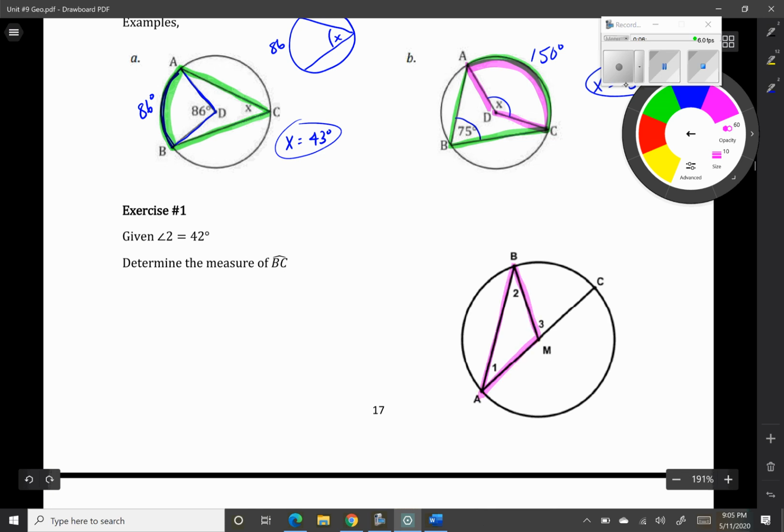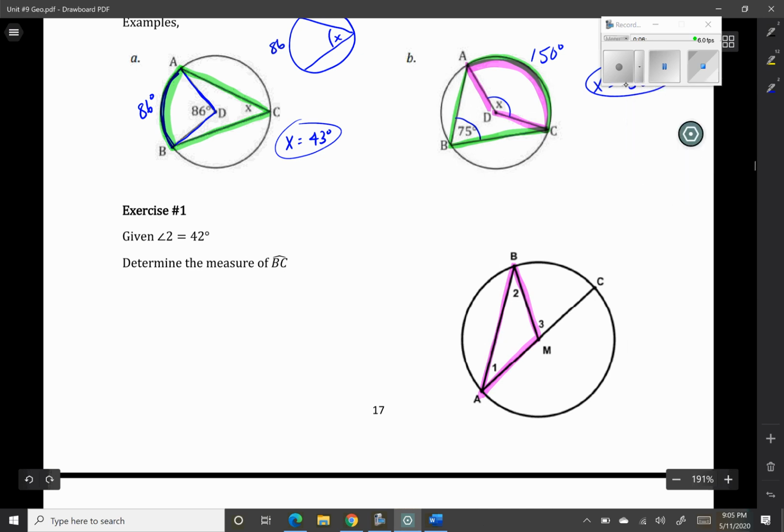What do we know about triangle ABM? It's isosceles. How do we know it's isosceles? BM and AM are congruent, meaning angle 1 and angle 2 are congruent. So if angle 2 is 42 degrees, that means angle 1 is also 42 degrees.